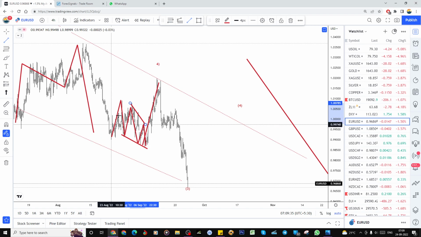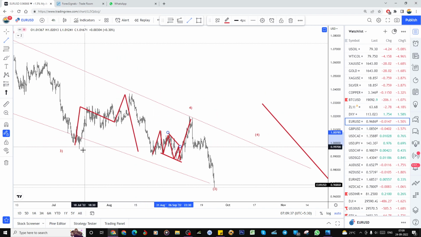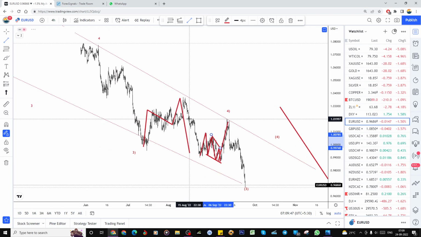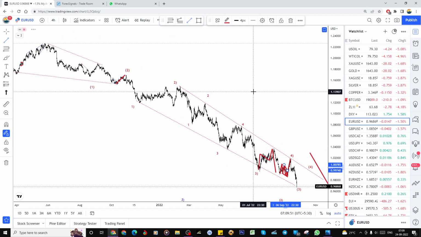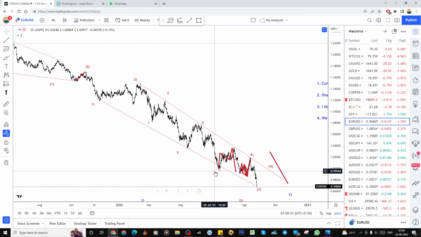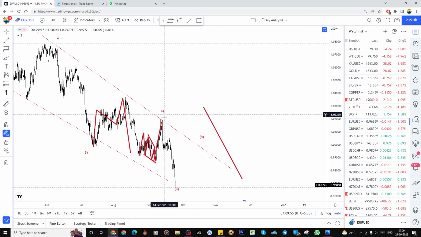So this is the one A, B, C. The intermediate A, B, C. It's a B. So this whole thing becomes A, B, and C is an impulsive wave. So this is an irregular flat. It's a running flat. So 1, 2, 3, 4, and 5.